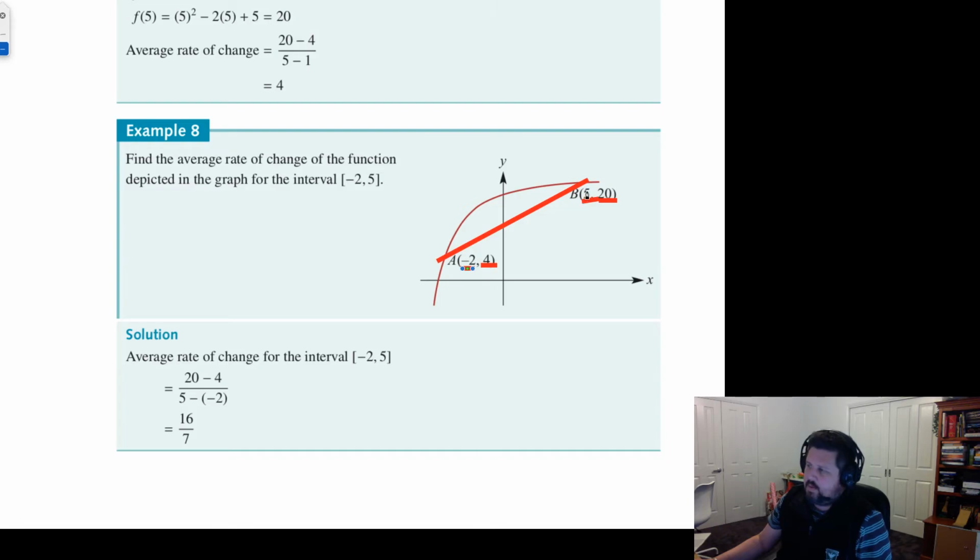Now remember, when you do 5 take away -2, take away a negative is the same as positive. So it's 5 plus 2. And we get that fraction there.